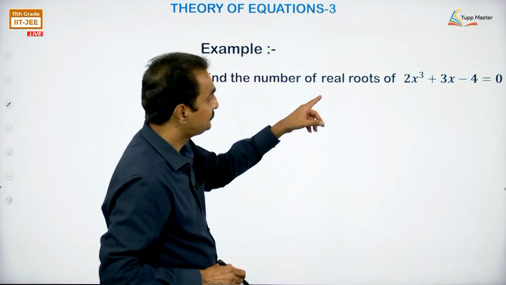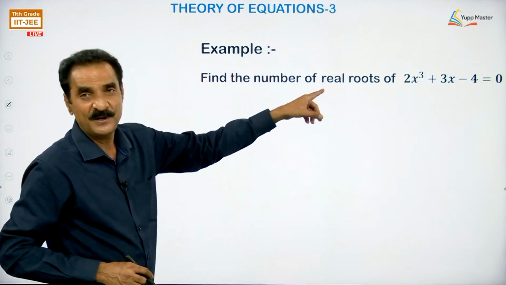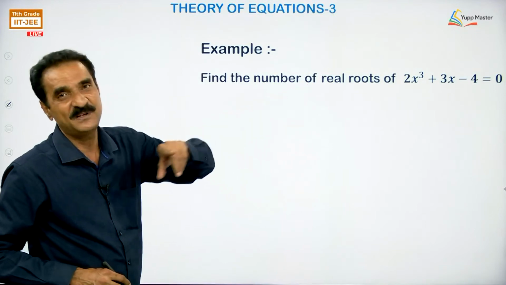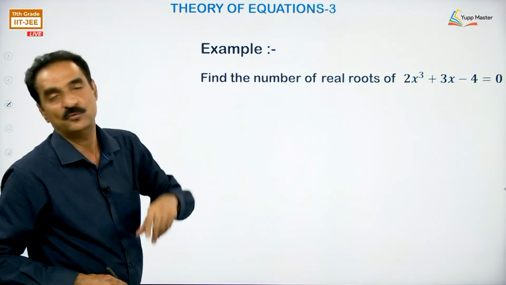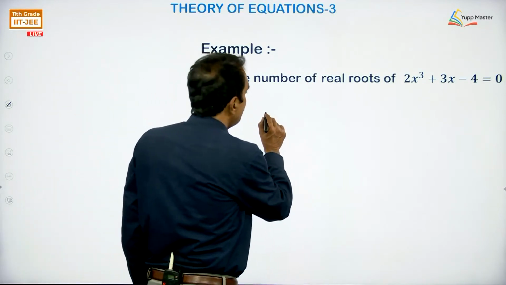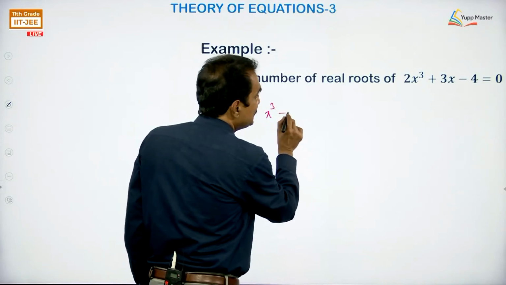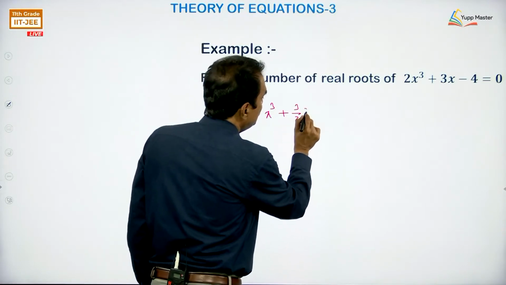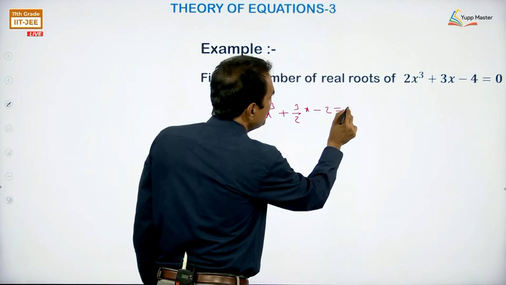Now, in this equation, it should be in the form of x cube plus ax plus b is equal to 0. So, divide by 2. Dividing by 2, x cube plus 3 by 2 x minus 2 is equal to 0.